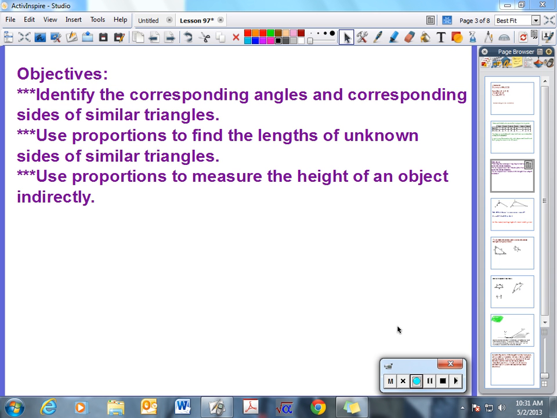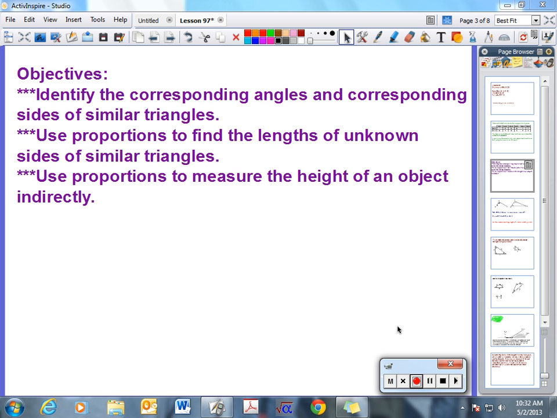Alright guys, today we're in lesson 97. We're going to identify the corresponding angles and corresponding sides of similar triangles. We've worked with this before, but just getting a little more formal with it, maybe a little bit more complex. We're going to use proportions to find the lengths of unknown sides of similar triangles. We've worked a lot with proportions this year, so that shouldn't be a problem. We'll just have to learn how to set it up.